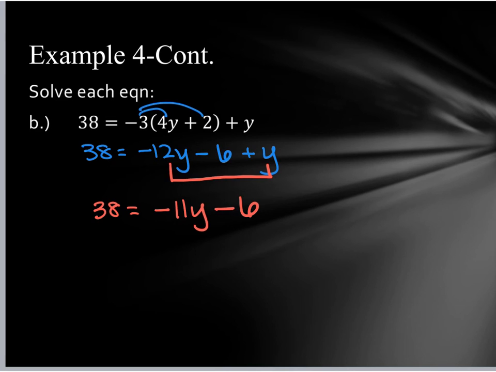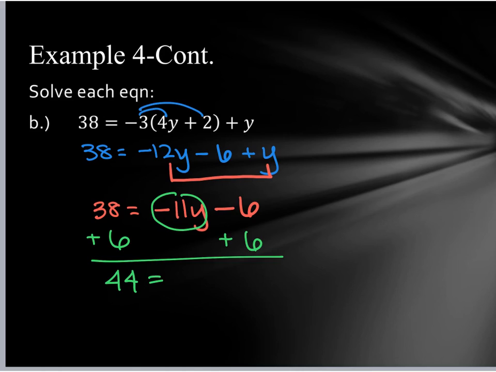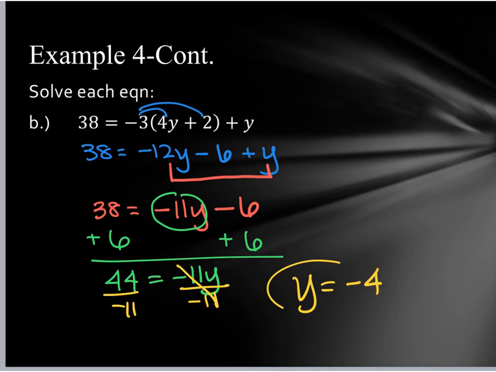Next, I see that I'm down to a 2-step equation. So I need to get my y piece by itself right here. That means I need to undo the subtraction of 6. So I'll add 6 to both sides, and that's going to give me 44 is equal to a negative 11y. I want to get y by itself, so I'm going to divide both sides by a negative 11. And when I do that, my 11s are going to cancel, and I'm left with y equals a negative 4.